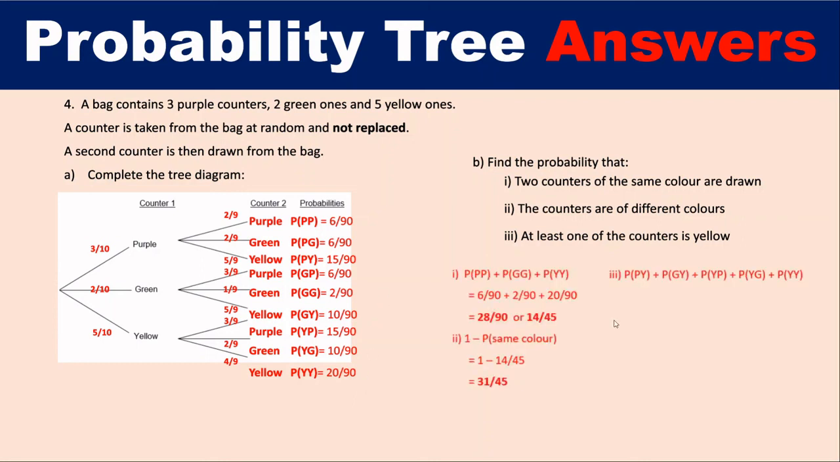And the probability that I have at least one yellow counter, I can add together all the possible combinations which include at least a yellow counter. Since they all have a common denominator of 90, that's relatively easy to do. That's 70 over 90, and now I can simplify that to 7 over 9. Or I could have worked it out by doing 1 minus the probability that there's no yellow counters. That's 1 minus 20 over 90, which is also 70 over 90 or 7 over 9.